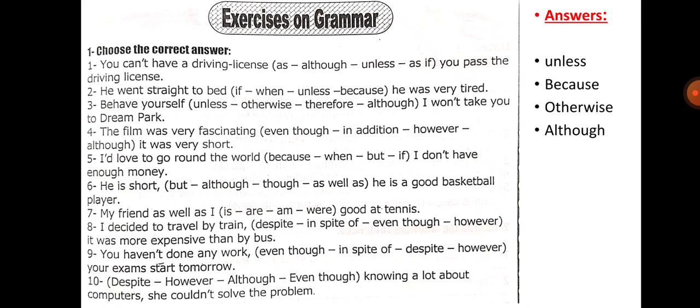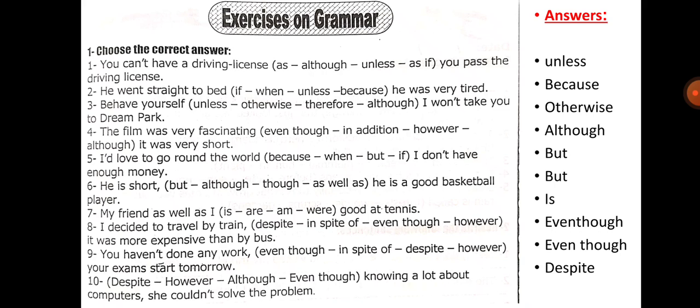I'd love to go around the world, but I don't have enough money. Number 6, he is short, but he is a good basketball player. My friend as well as I is good at tennis. I decided to travel by train, even though it was more expensive than by bus. Number 9, you haven't done any work, even though your exams start tomorrow. Number 10, despite knowing a lot about computers, she couldn't solve the problem.